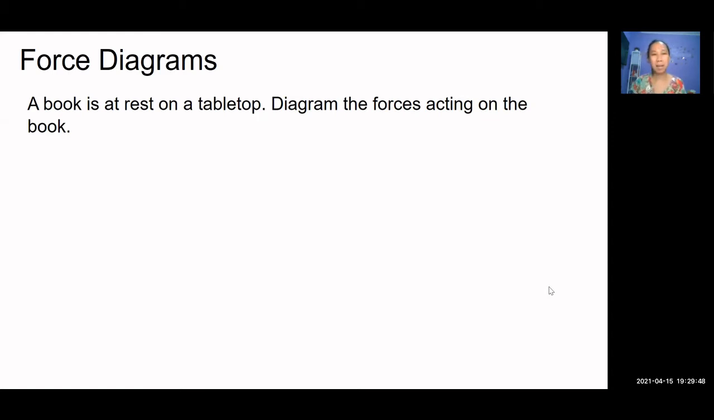A book is at rest on a tabletop. Diagram the forces acting on the book. Okay, so ang gagawin ko lang dito is, nag-assume ako na let's say itong box, it represents our book. Okay? And then identify natin yung mga forces that is acting on the book.